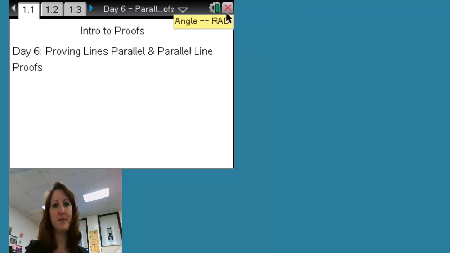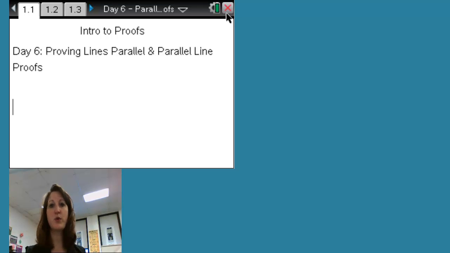Hi. For the 6th day of our Intro to Proofs unit, we're going to take a look at proofs that involve parallel lines. So we're going to start off by doing proofs where we're told that the lines are parallel and asked to prove something based on the lines being parallel, and then we're going to look at how to do it in reverse, where you're given information and asked to show that the lines are parallel.